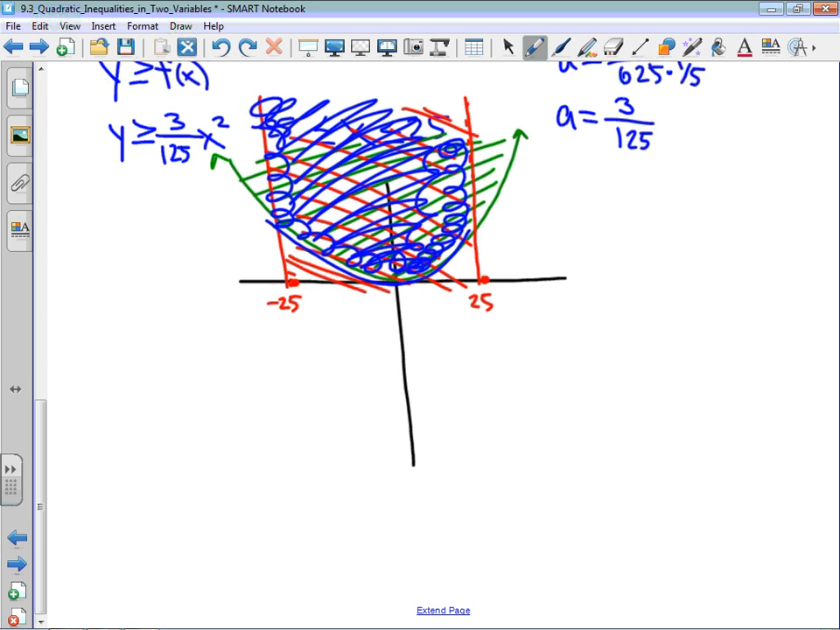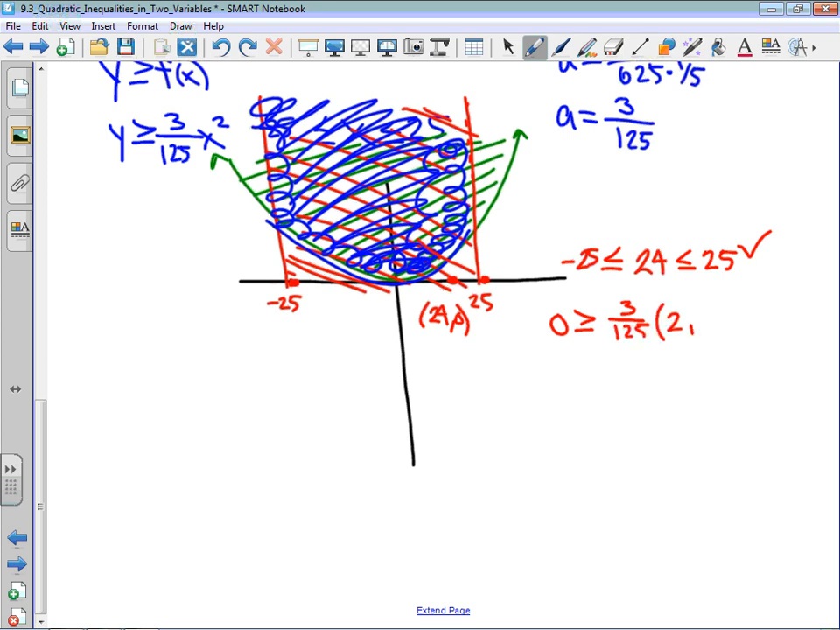And, you know, if we think about this conceptually, I want to grab a point here. Let's grab the point (24, 0). If I looked to test (24, 0), what would happen is that it is in the red region. So if I put 24 in for x, 24 is definitely less than or equal to 25, and it's also greater than or equal to negative 25. So it is confirmed there. But when I plug it into the other inequality, I get 0 is greater than or equal to 3 over 125 times 24 squared.